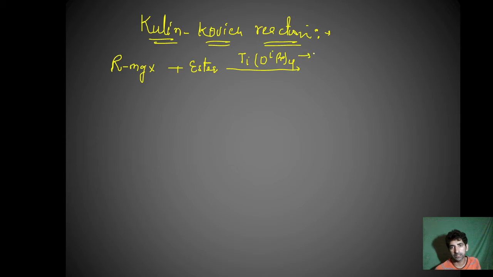This reagent acts as a Lewis acid. Plus over here we are given alkene. Let me say this type of alkene is given. So what is the product of the reaction? How does the reaction take place?